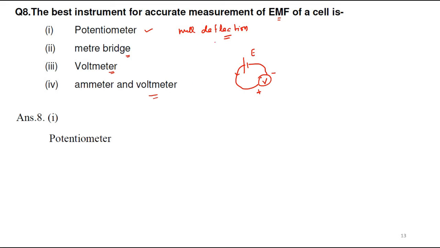A potentiometer gives it because it depends on null deflection, meaning you take the reading when the galvanometer shows zero deflection. So the resistance of the galvanometer doesn't matter at all, because after all you are taking the reading when the galvanometer shows zero deflection. So this answer is fine. This explanation is given for the understanding's sake. This is only an MCQ, so the correct option is option 1 as given in the question.